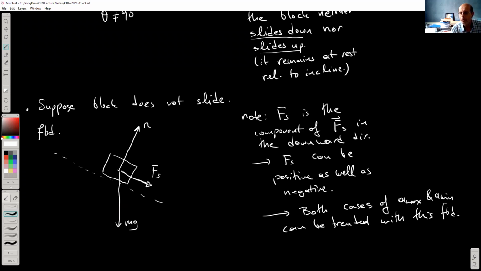How are we going to determine the magnitude? This is a constraint force, right? The constraint is that the block is not going to slide down the incline, which means that the acceleration is in the horizontal direction. That's the constraint. Once you apply the constraint, you find the static friction force.